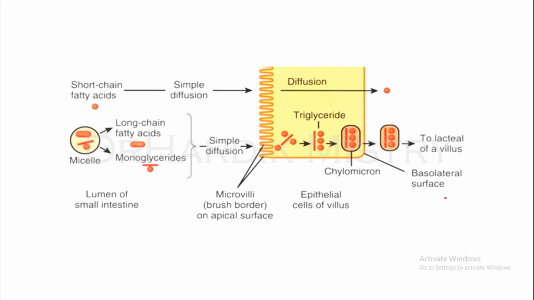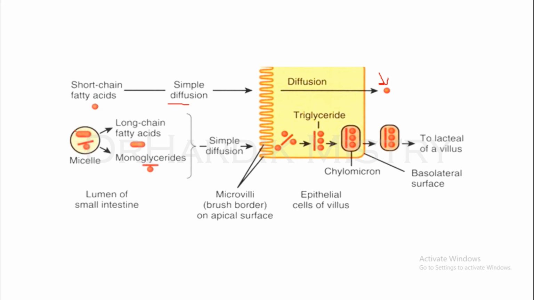We already saw the digestion part of the lipid or the fat substances. Now we are going through the absorption part of these lipid or fat substances. Short chain fatty acids enter into the luminal cell via simple diffusion, and via diffusion they again enter into the blood vessels. Clear?